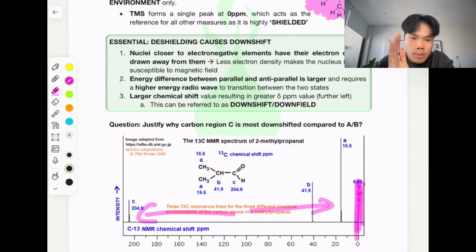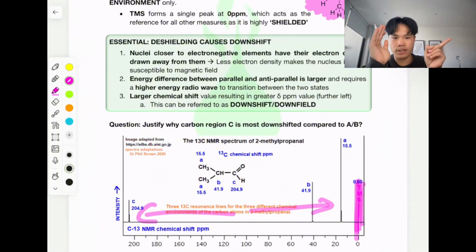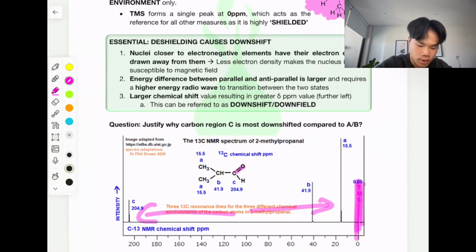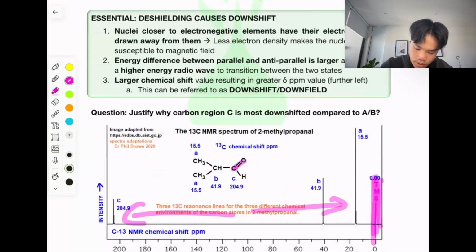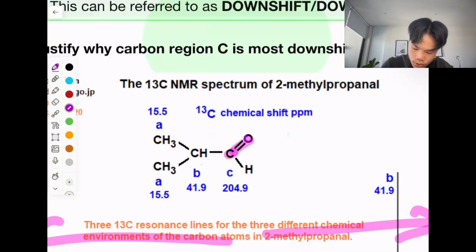A carbon or hydrogen region will appear further to the left if it is more deshielded. And deshielding comes about when you have an electronegative element in close proximity to that carbon or hydrogen environment. So this carbon environment is very close to an oxygen, which means that its electron density will be drawn away, meaning this carbon is going to be severely deshielded.